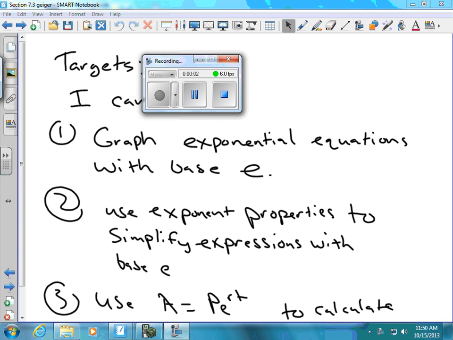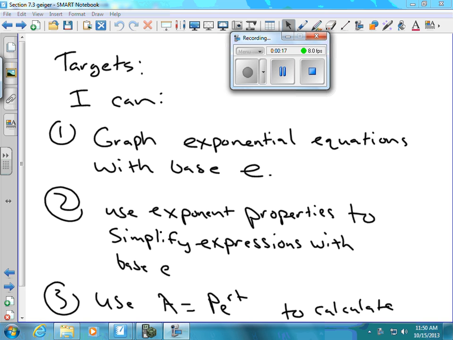Welcome back to Chapter 7, our final unit of the chapter, Unit 4. We're going to look at Section 3 today. Our learning targets, you can see them posted here. These are your goals for today.